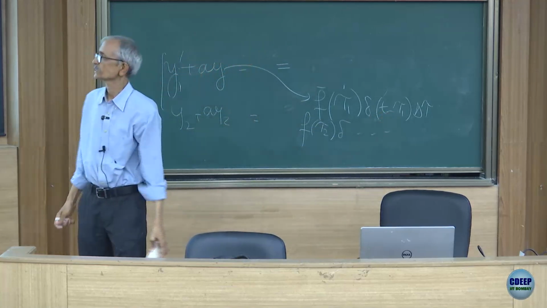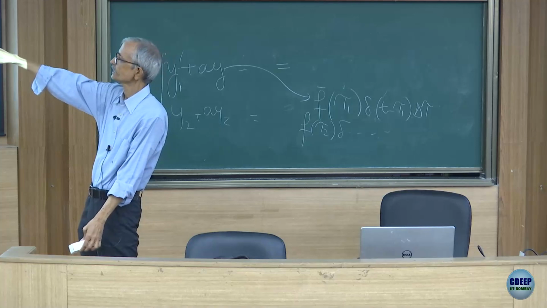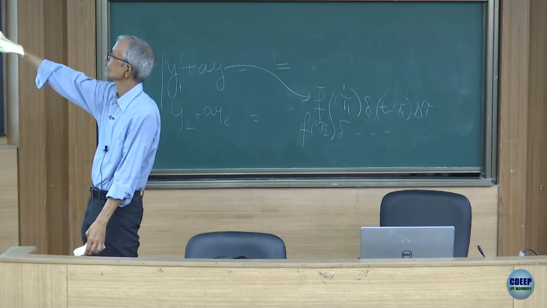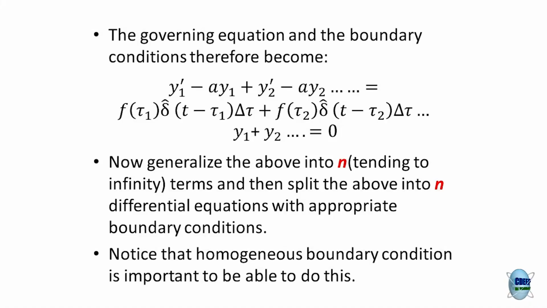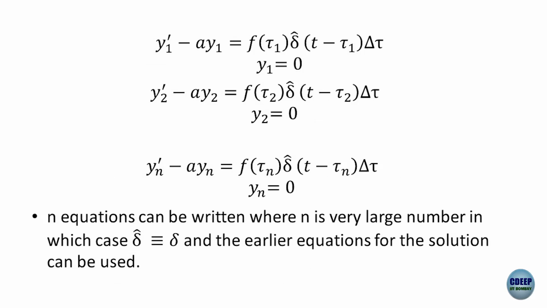Okay. So what we have said is that y prime plus a y is equal to this. This is the summation, and now we are saying that we have split this into n, where n is a very, very large number, and now we have got n equations, okay, where n is a very large number. Now, that's where the linearity ends.